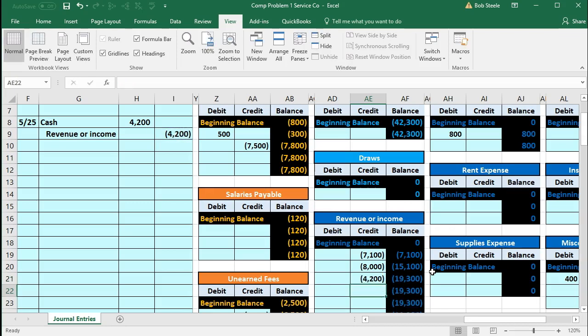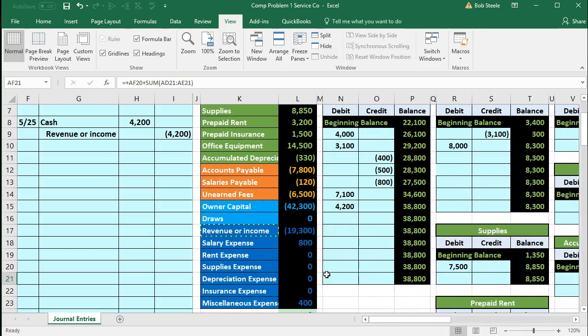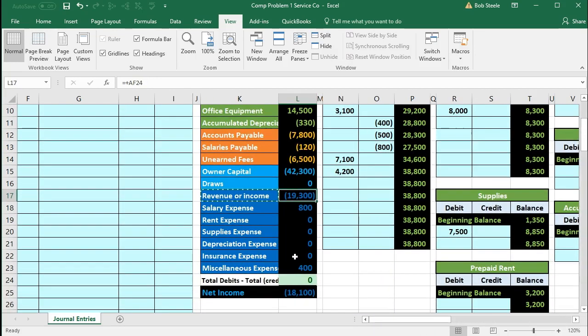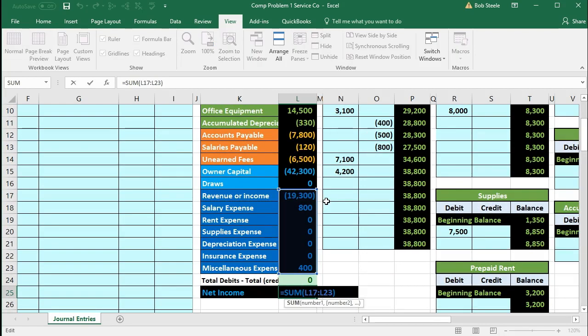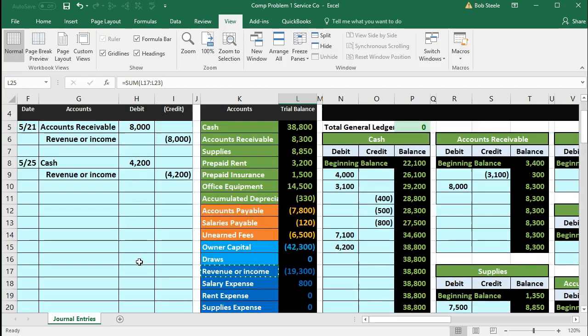Note that in the revenue account, we only have credits. That's all that happens to revenue. So it's up to 19,300. That same 19,300 then will be posted to the trial balance here. We are in balance and we have net income of 19,300 minus the 800 minus the 400, bringing us to a net income of 18,100. Remember that that is income representing credits over the debits of 18,100. Credits of revenue, debits of expenses.